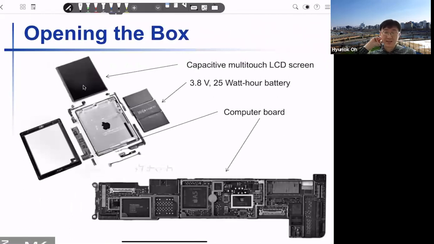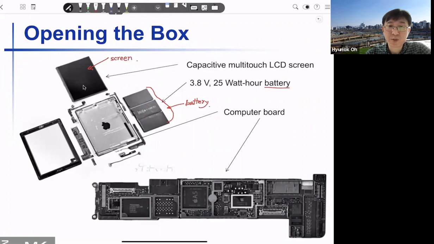Okay, so let's disassemble the iPad. So this is the iPad. Here, this is the screen. Right? Okay. What do you think this is? Yeah, this is the battery. Then can you find any processor, memory, or computer system here? So the computer system is this one. These are the computer systems.